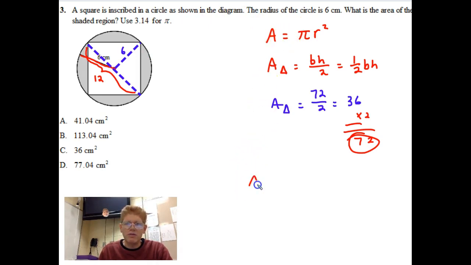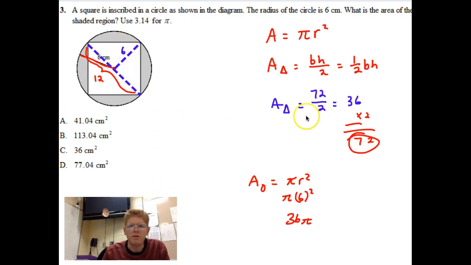The area of the circle, we said, was pi r squared. And we know that the radius is 6, so we'll take that 6 and square it, and multiply it by pi. That's going to give us 36 pi. Now all that's left for us to do is to subtract the area of the square from the circle. So we said that the area of the circle was 36 pi, and the area of the square was 72.